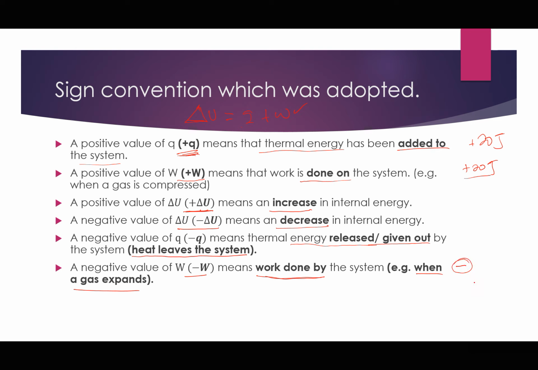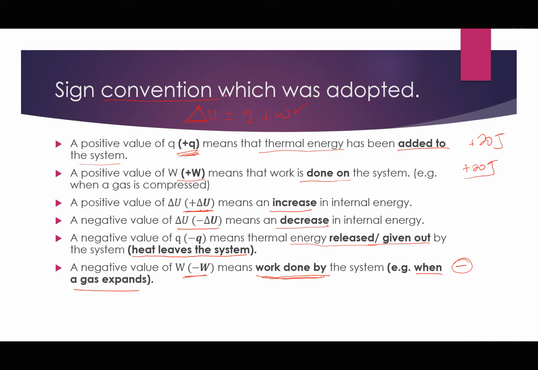If I'm told that the system expands, it means the system is doing work to the surrounding. And when work is done by the system, the work done is assigned a negative value. This is a sign convention. A convention is a rule. So there are no questions there. Convention is a rule. We shall borrow this rule for calculations.